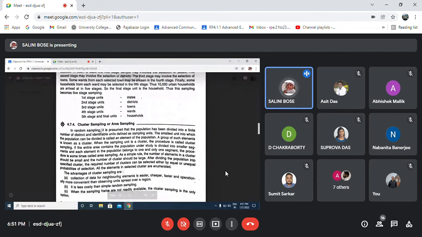In random sampling, it is assumed that the population has been divided into a finite number of distinct and identifiable units defined as sampling units. The smallest unit into which the population can be divided is called an element of the population. A population of such elements is known as a cluster. The smallest unit you can define as an element is known as a class.